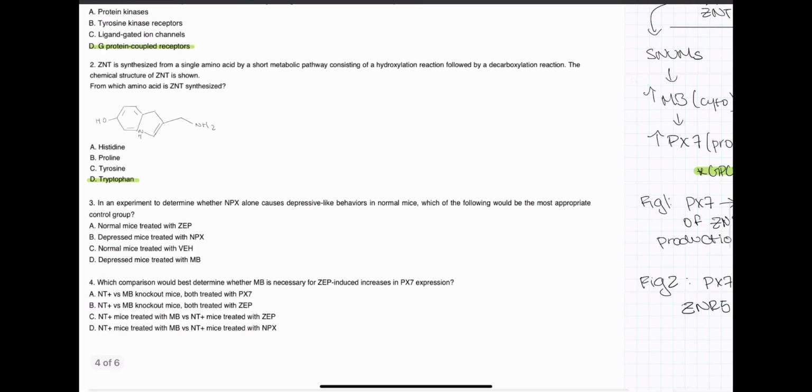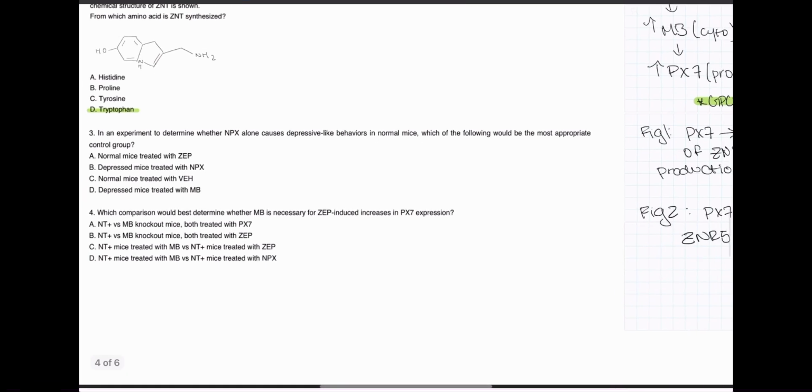In an experiment to determine whether NPX alone causes depressive-like symptoms in normal mice, which of the following would be the most appropriate control group? These questions will show up pretty often on the MCAT, so you need to know how to do experimental designs. What are they trying to find out? So if NPX alone, our study is NPX alone, depression, does it cause depression? This is what we're trying to find out.